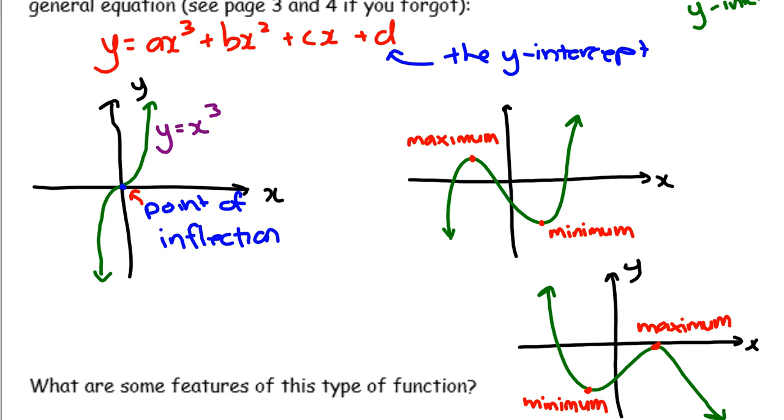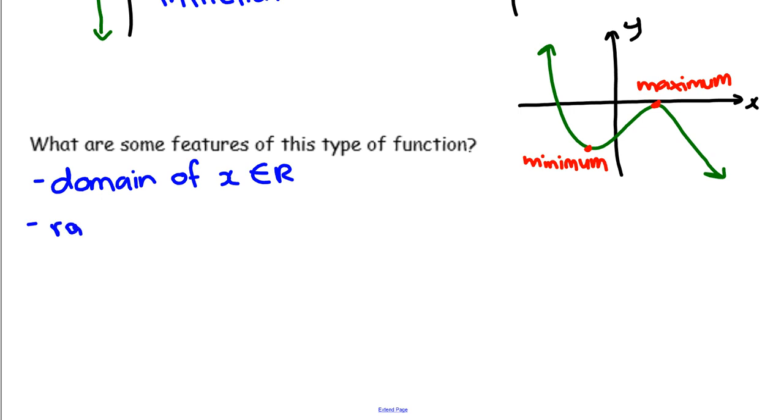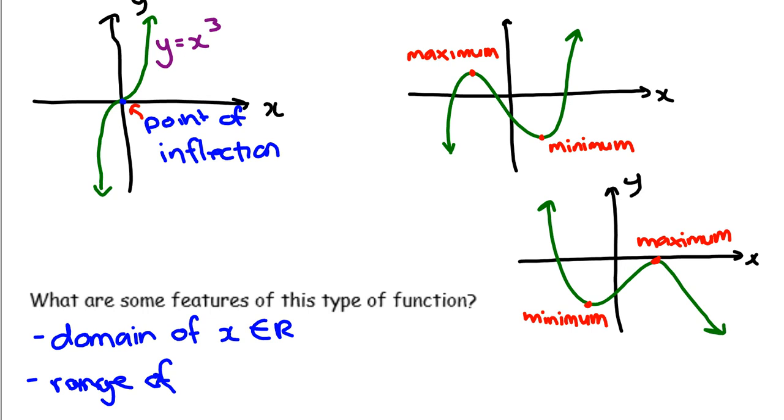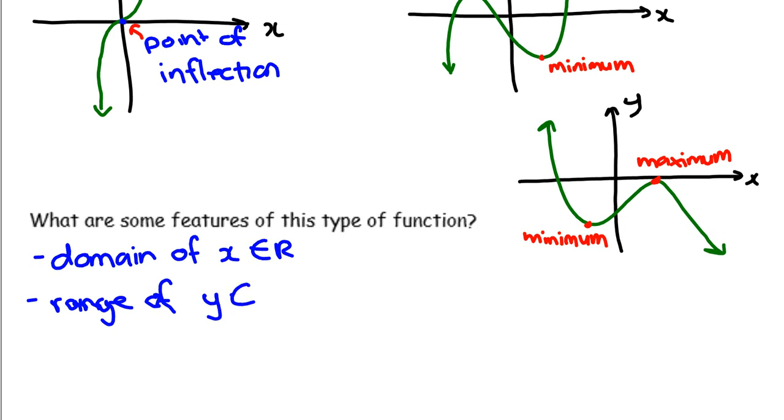Cool. So what are some features of this type of function? Let's see the domain and range. Domain: have a look at those graphs. Do you agree they're going infinitely out in the horizontal direction? So domain is x is an element of the reals. Let's have a look at their range. Would you agree it's going upwards infinitely and downwards infinitely? So y is an element of the reals. It's easy enough.